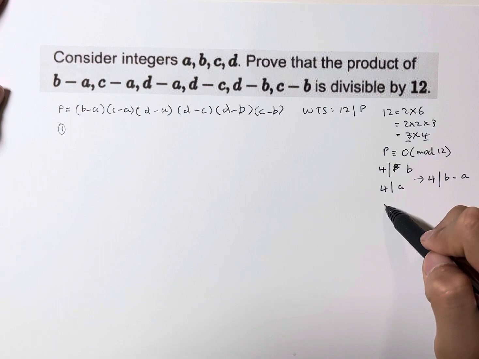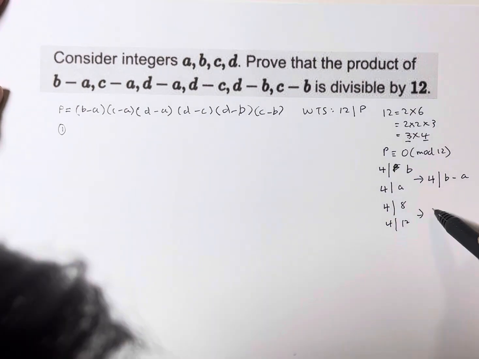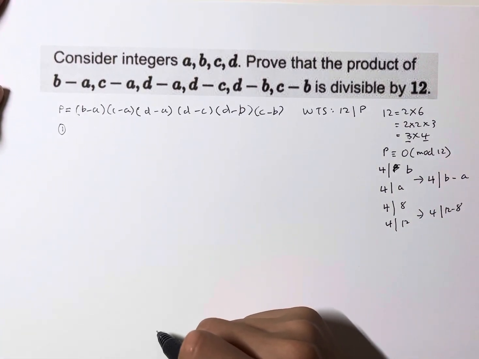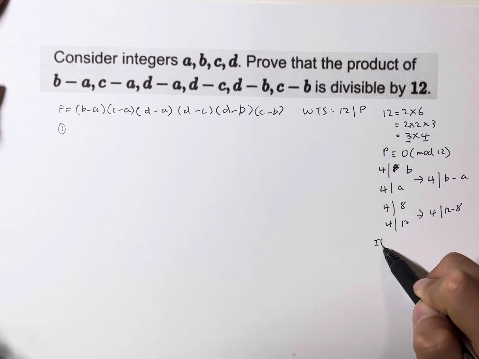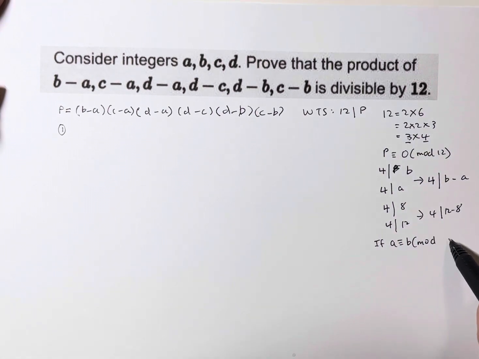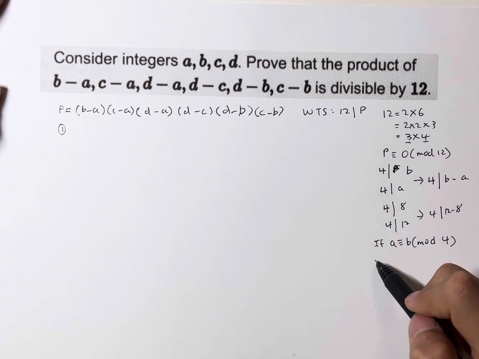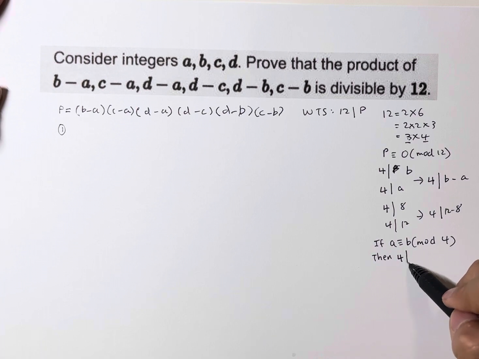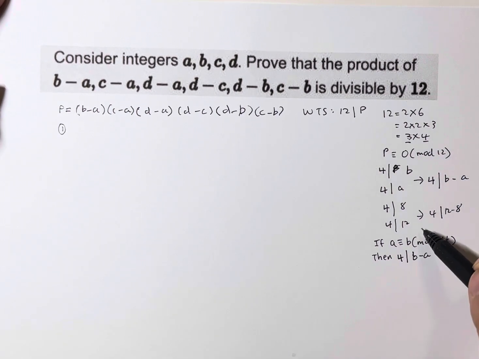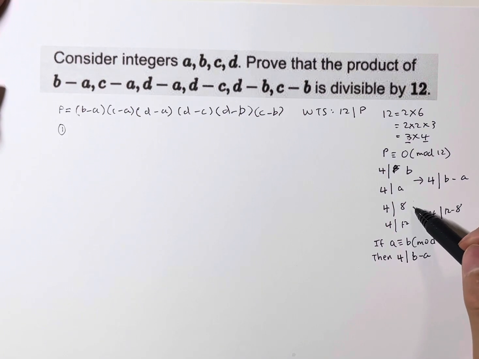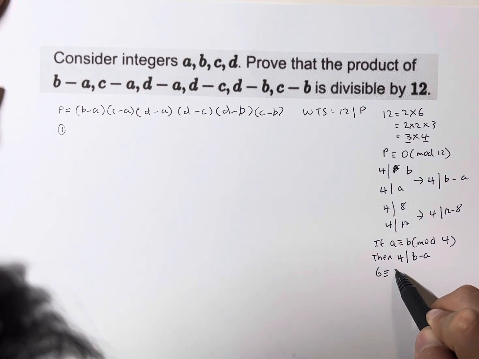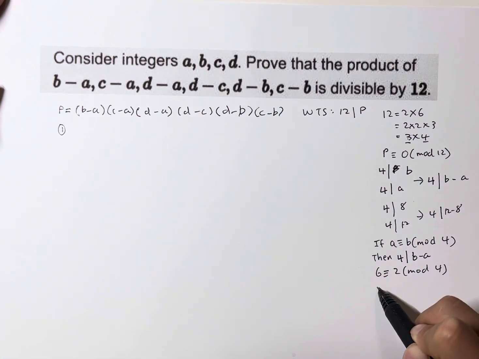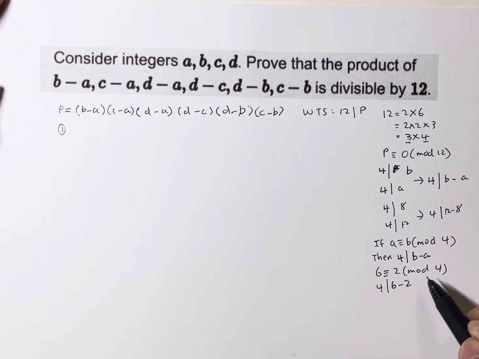For example, 4 is a factor of 8, and 4 is a factor of 12, so 4 is a factor of 12 minus 8, or 4. In more general terms, if a is congruent to b mod 4, and 4 can be any number, it can be n or a variable, then 4 is going to be a factor of b minus a, or a minus b, same thing. This is the same as the above example, where 8 and 12 are both congruent to 0. But take another example: 6 is congruent to 2 mod 4, so 4 is a factor of 6 minus 2.